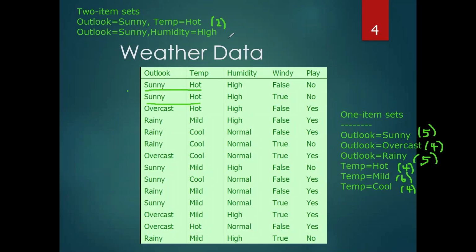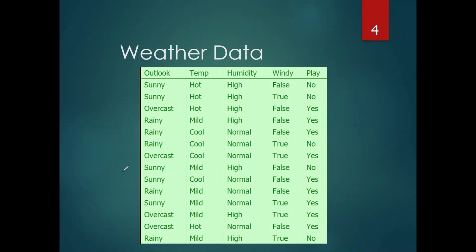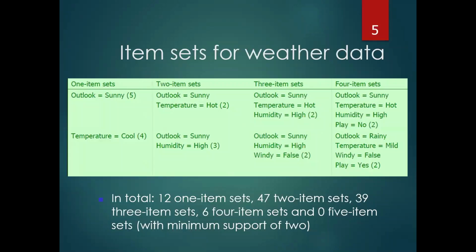Can you answer the last one? Can you give me the answer for this one? How many times does Outlook Sunny, humidity high appear in the data set? Now if you move on to the next slide, you will see. So creating association rules, the first step is, right?